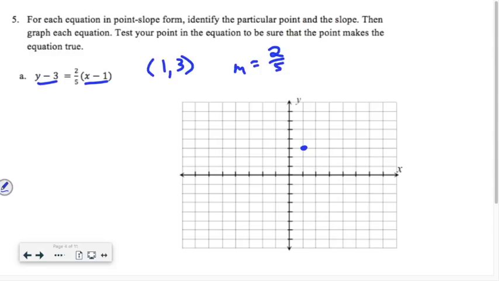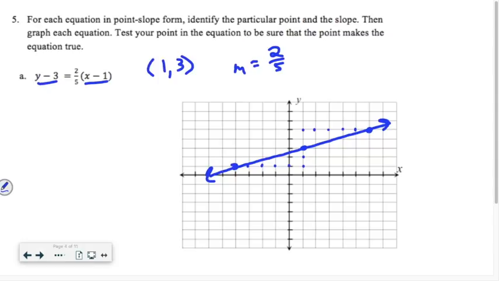My options are to go up 2, and then to the right 5. Down 2, left 5. I do not need to start at the y-intercept. This one works fine. Let's also verify that 1, 3 is indeed on there.